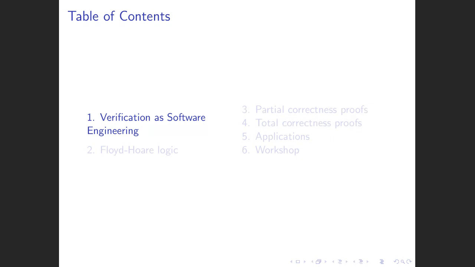So we'll have a look at how Floyd-Hoare logic works in theory. In particular, we're going to split it into what's called partial correctness and total correctness. So partial correctness means that if the program halts, it does what it's supposed to do. Total correctness means it does what it's supposed to do and it actually halts. So it actually does the thing it's supposed to do, for sure.